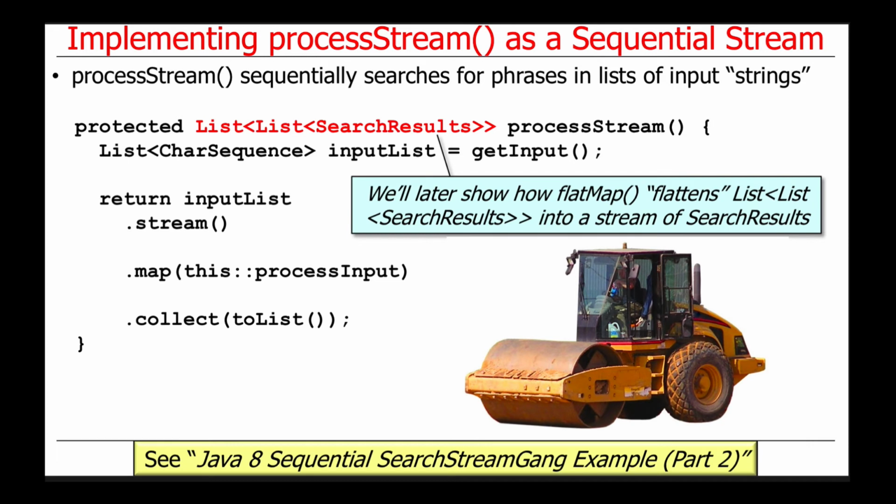And I'll show you later, and later probably is next time, next Monday, how to flatten this list of search results into a stream of search results by using the flat map method. So flat map, like a steamroller, flattens out structured data into a stream of sort of atomic or elementary data. And that makes certain things a lot easier.